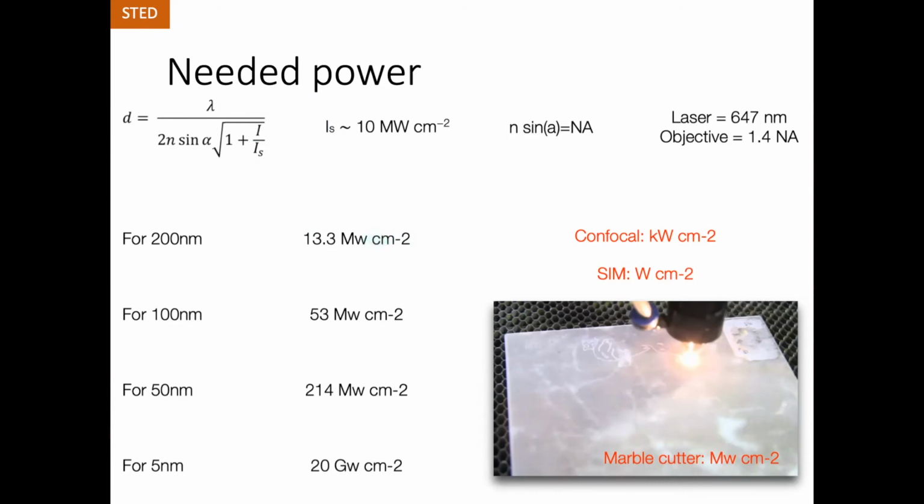And also, of course, you only use it for very short times. So if you look, lasers can be very intense and they can actually cut things. So you need very high powers. And that's kind of what's limiting this resolution now. If you want to go to 5 nanometers, you need 20 gigawatts of power, which is absolutely insane. So that's what's limiting the resolution of STED at the moment.